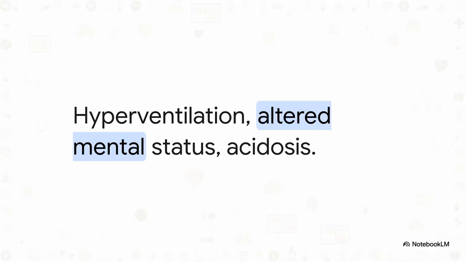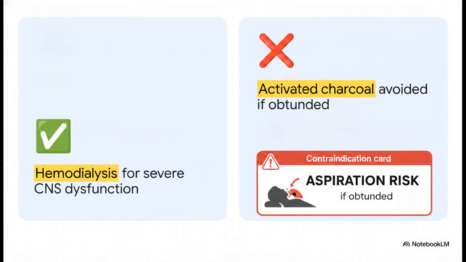Case 8. A patient ingested oil of wintergreen exactly 1 hour ago. They're exhibiting hyperventilation, altered mental status, and an anion gap metabolic acidosis. The best next step immediately is intravenous sodium bicarbonate or hemodialysis. The key clue is the altered mental status in the setting of salicylate toxicity. This is the explicit decision point for severe CNS dysfunction. The distractor, activated charcoal, is wrong here due to the very high risk of aspiration. Charcoal is only the right answer if the patient is fully alert and presenting within 2 hours of the ingestion.